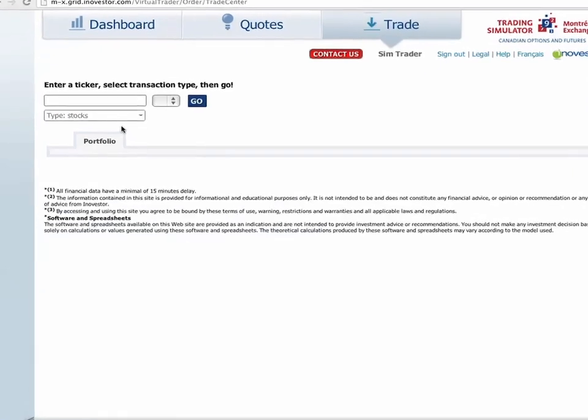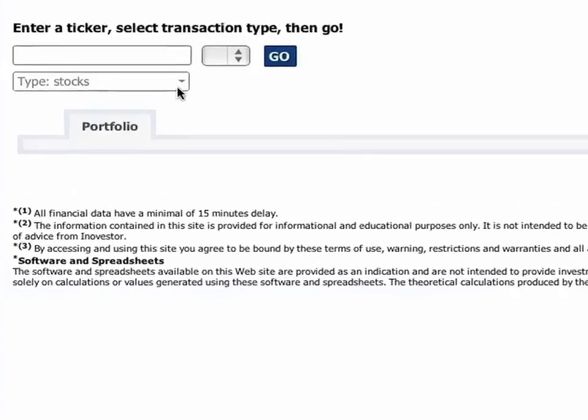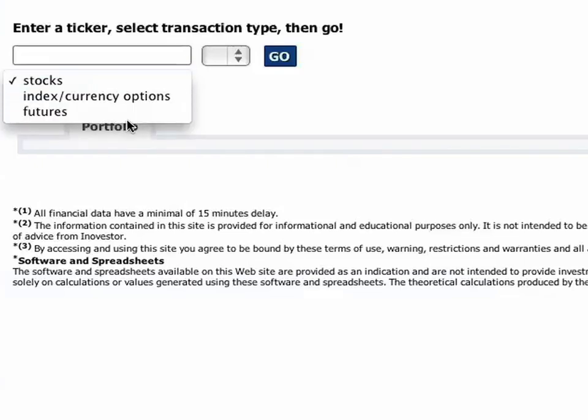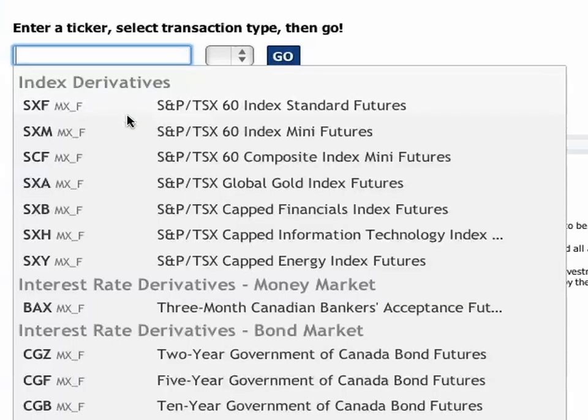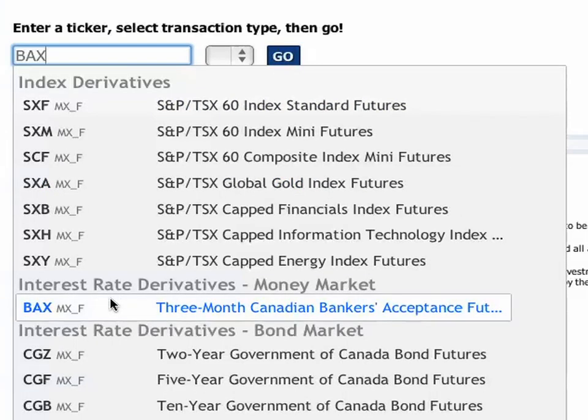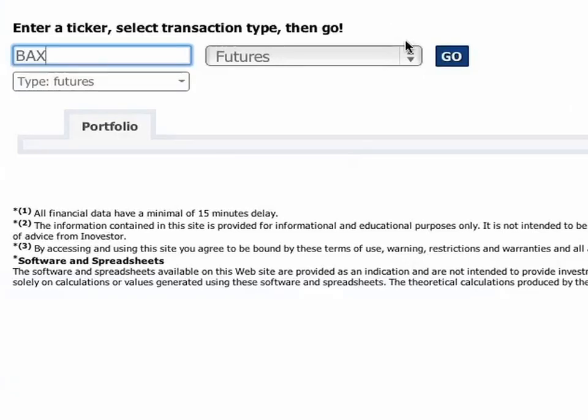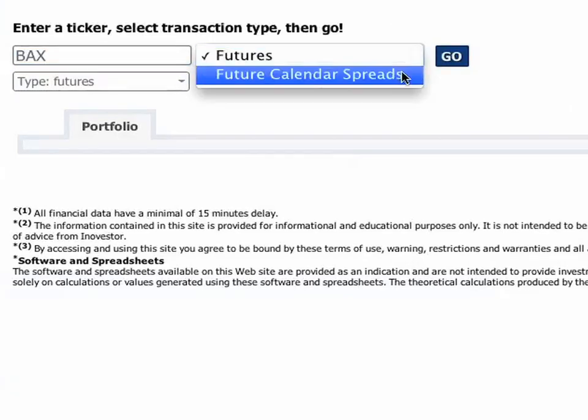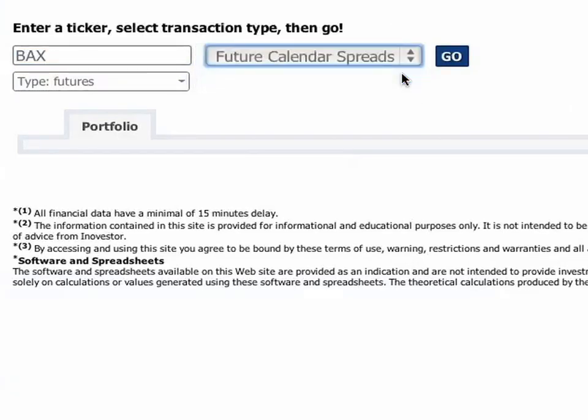In order to put on this trade, the first step is selecting the future we wish to trade. For this example, we will open a position in the BAX, the 3-month Canadian Bankers Acceptance Future, in a calendar spread. To select it, we will first go to the drop-down menu labeled Type and select Futures. Once you do so, a drop-down menu will appear listing the various futures products offered by the Montreal Exchange. Scroll down to the section labeled Interest Rate Derivatives Money Market and select the BAX. In the drop-down menu directly to the right of this, select the Futures Calendar Spreads option and click on Go.